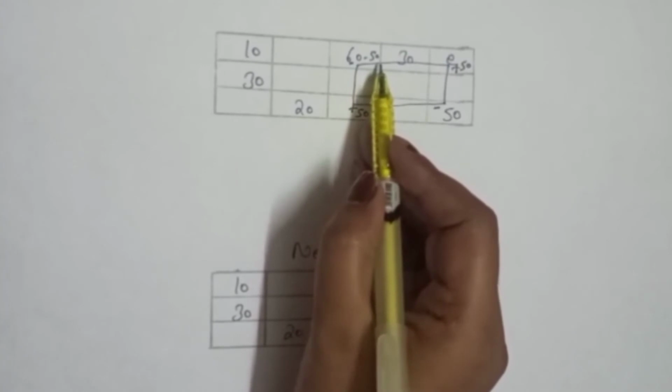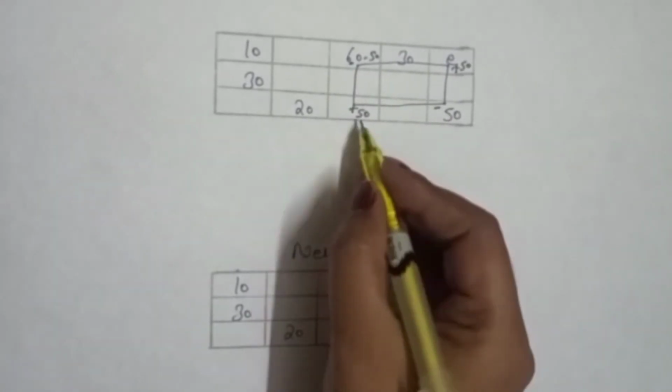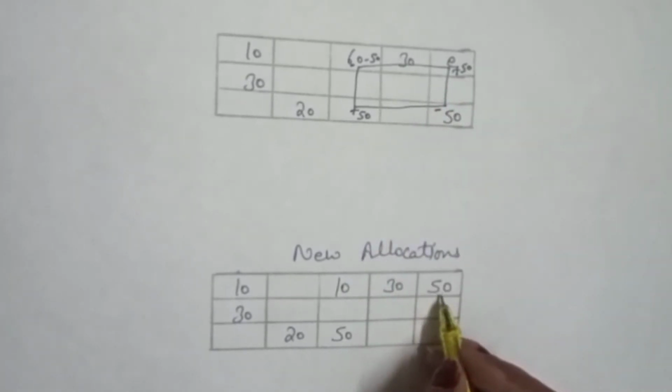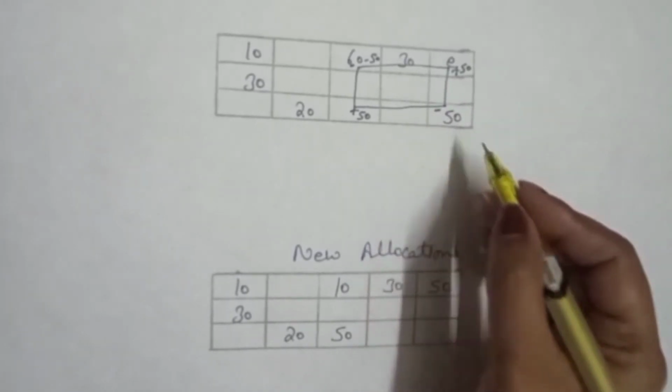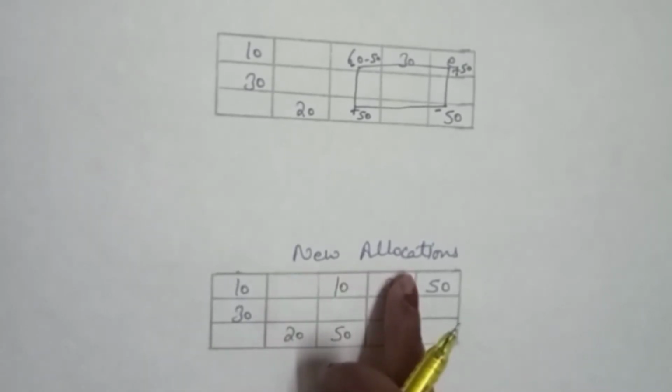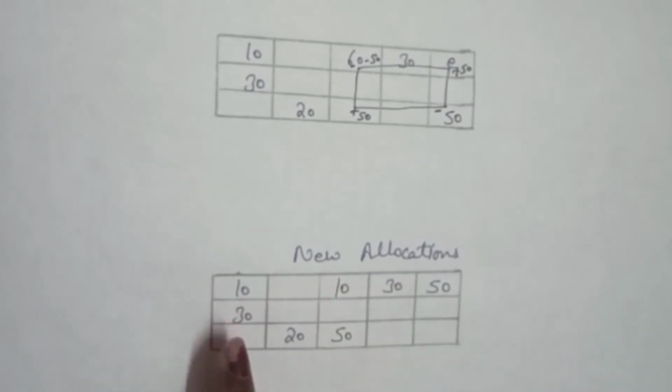So 60 minus 50 is equal to 10. Plus 50 is equal to here 50. E plus 50 is equal to here 50. Minus 50 means here no value. So this is our new matrix and these are our new allocations: 10, 30, 20.